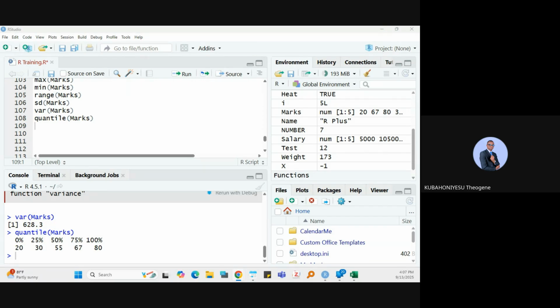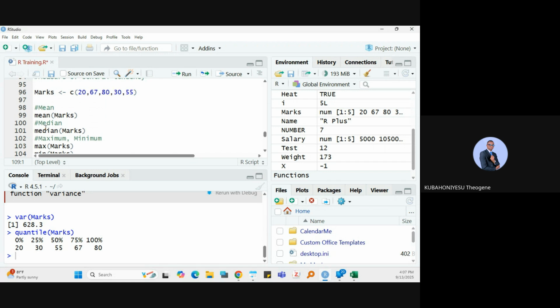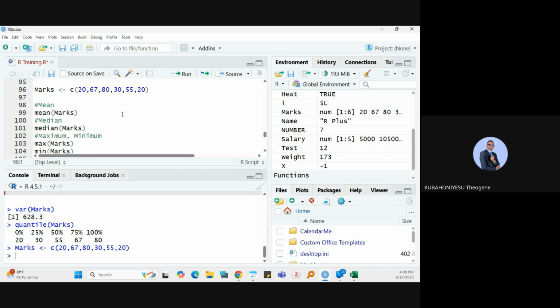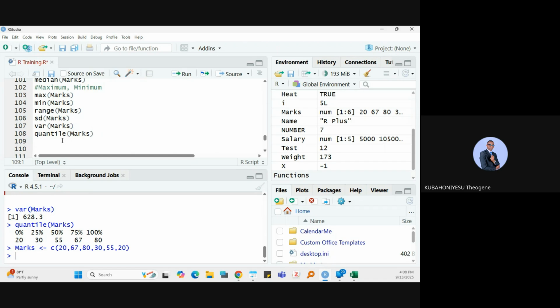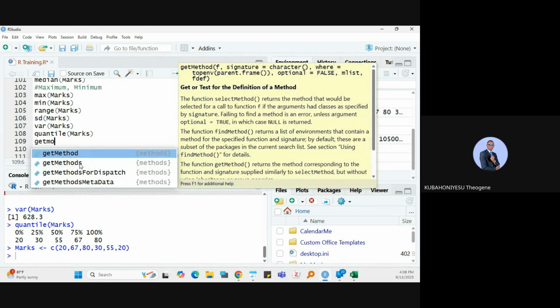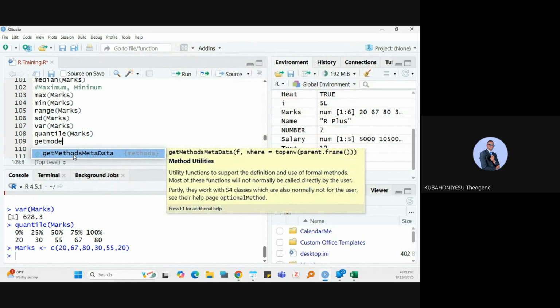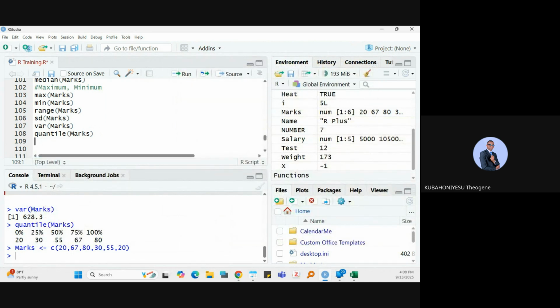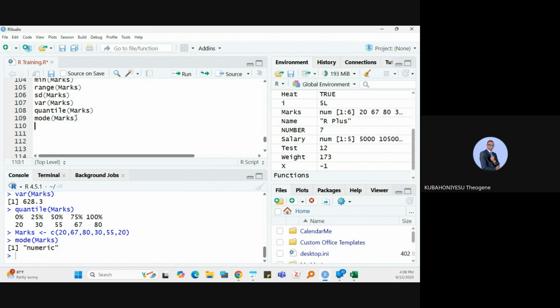And the mode, like get mode or something, but you know how to input it. Do you have any repetition there? No repetition. Then you get the mode. Hey, this is the number. How do I do that?